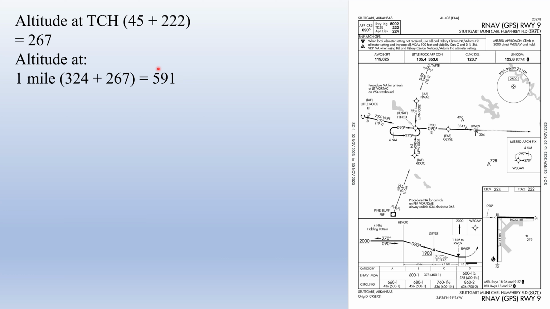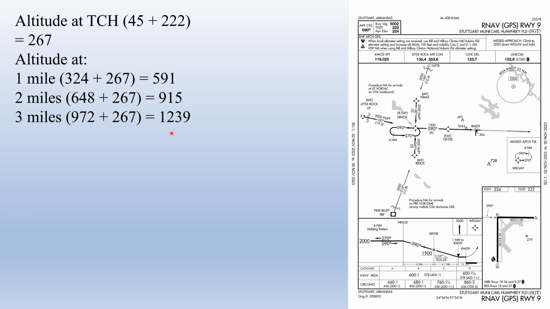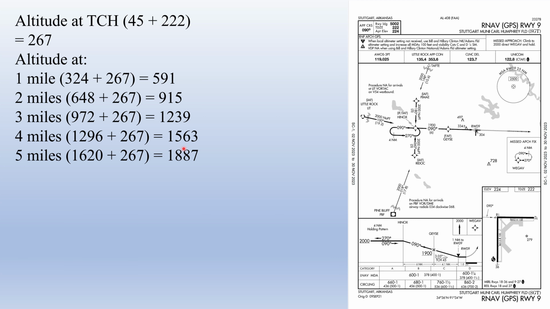This is below my DDA, so at this point I should have the runway in sight. If I work my way backwards at 2 miles, I should be another 324 feet higher than the threshold crossing altitude, so 648 feet total, plus that 267 feet means my altimeter should read 915 feet at 2 miles. At 3 miles, it should read 1239. At 4 miles, it should read about 1563. And at 5 miles, it should read about 1887, which makes sense because at 5.1 miles, or at my final approach fix, I should be at 1900 feet. So I won't have had much room to get down by the time I get to 5 miles.